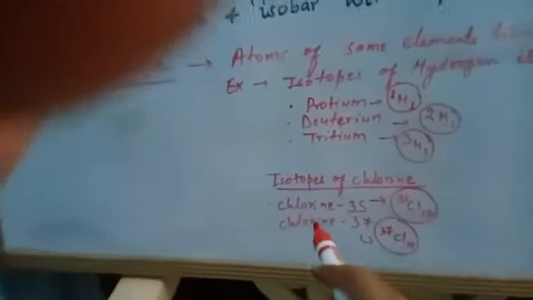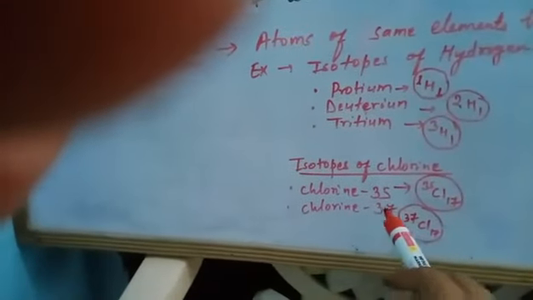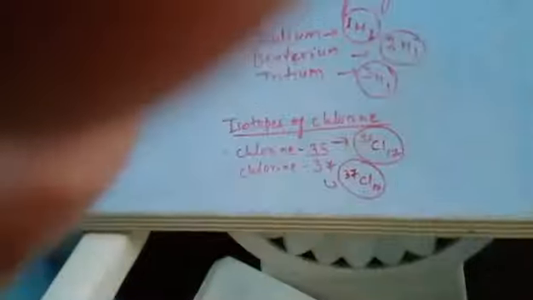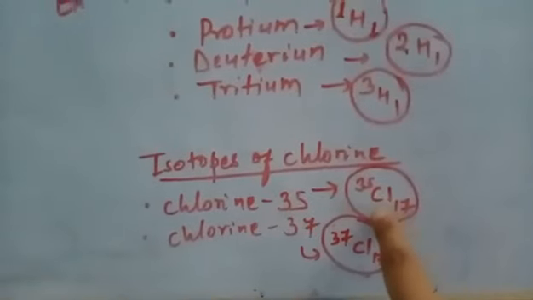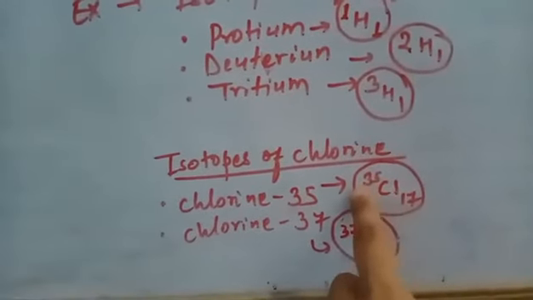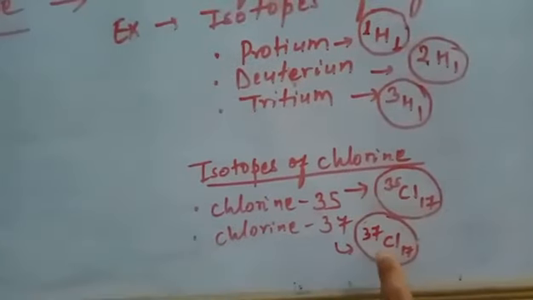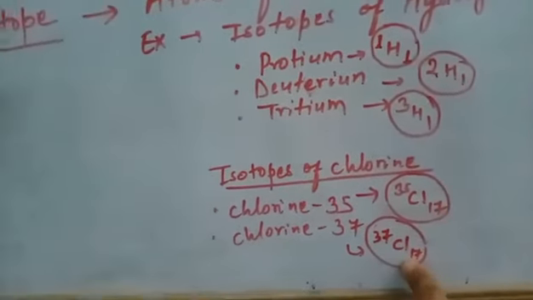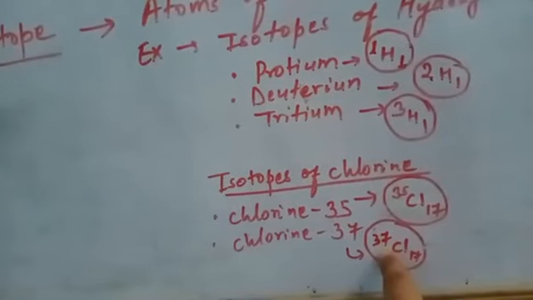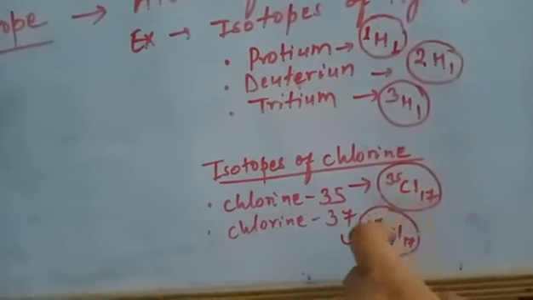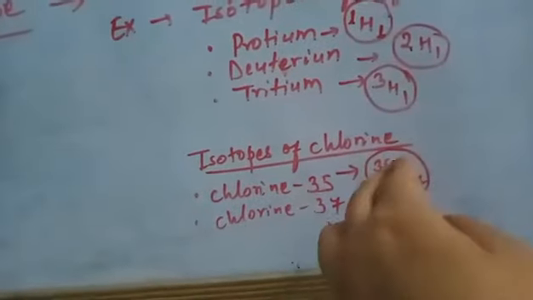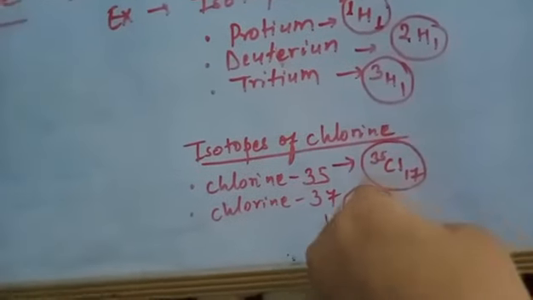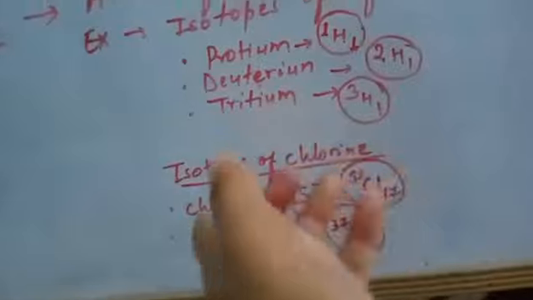Okay, we also discussed the isotopes of chlorine. Isotopes of chlorine are chlorine 35 and chlorine 37. That also you can show by symbols only. Chlorine has atomic number 17 and atomic mass 35. One more chlorine atom is there whose atomic number is 17, but it has atomic mass 37. So you can see the same chlorine atom has different atomic masses, 35 and 37. Atoms of the same element but different atomic masses are called isotopes.